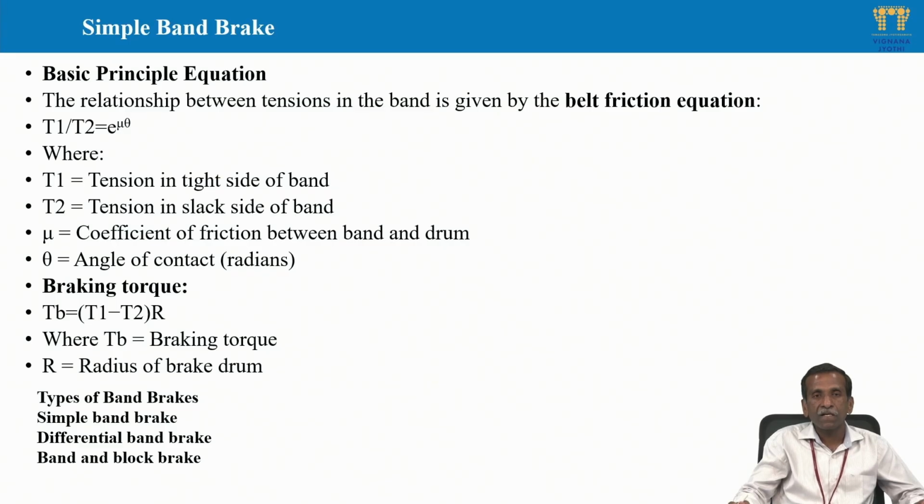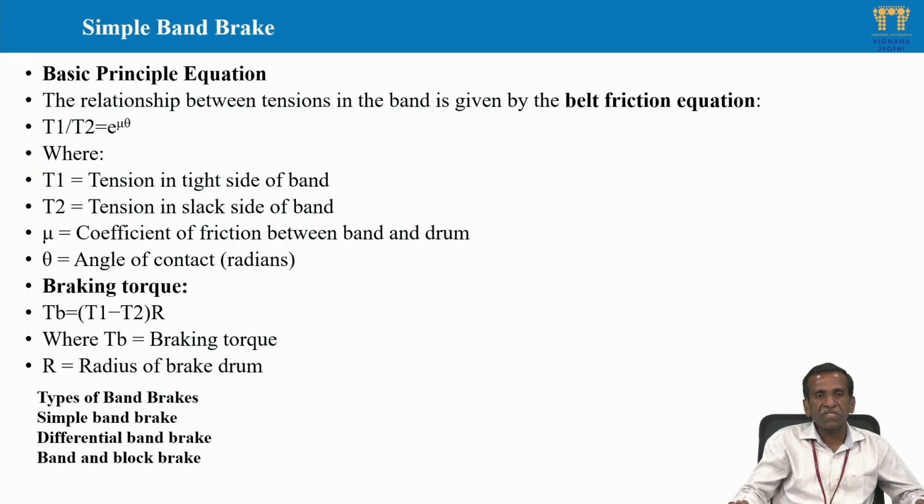So the basic principle is like a belt drive concept, because the two ends of the belt are at different tensions, the tight side T1 and, let us say, the slack side T2. The tension ratio derivation we have seen in previous topics, belt drives. That is T1 by T2 equal to e to the power mu theta, where T1 is the tension on the tight side, T2 is the tension on the slack side, mu is the coefficient of friction between band and the drum, and theta is the angle of wrap.